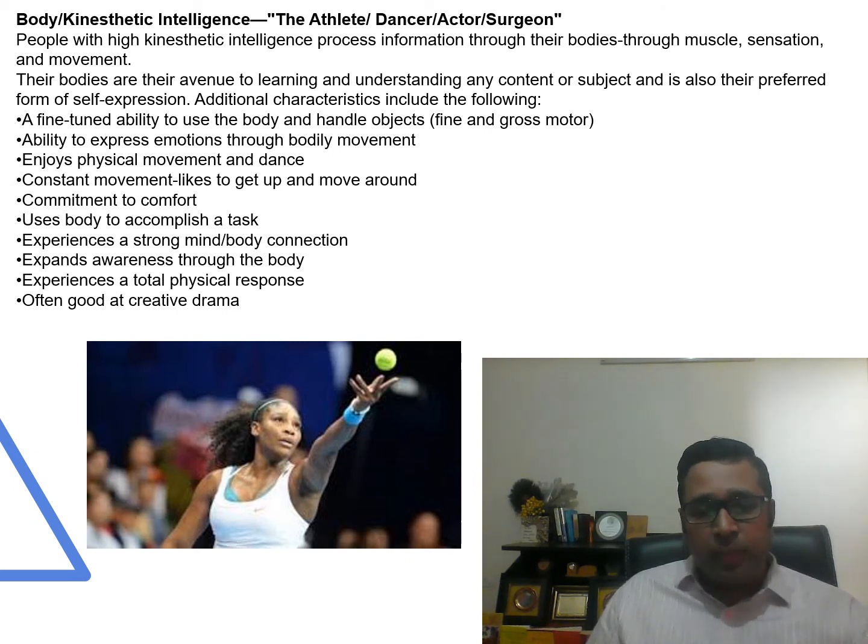And then you also need to understand that in kinesthetic intelligence there are also several kinds of intelligences. So kinesthetically intelligent people, say for example Venus Williams or Serena Williams playing tennis, will be very different from Virat Kohli or a Sachin Tendulkar or a Brian Lara. So you have to understand that kind of diversity in bodily or kinesthetic intelligence as well.